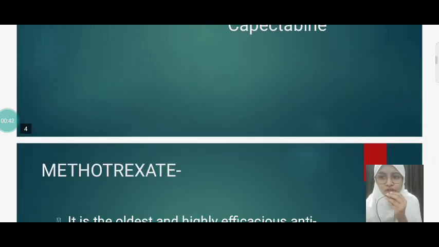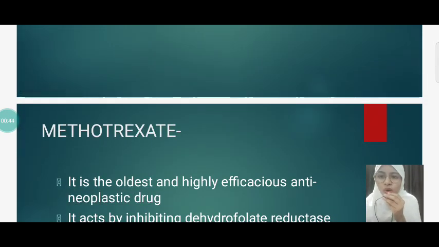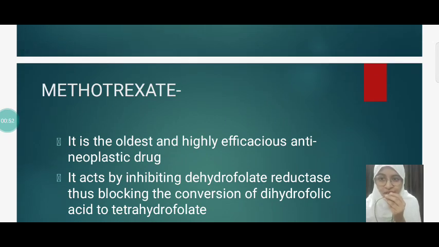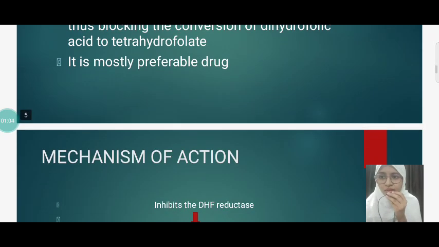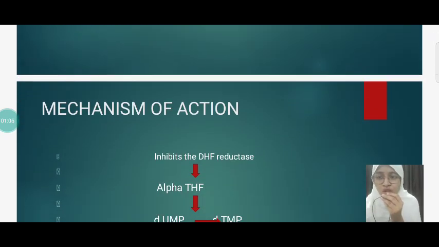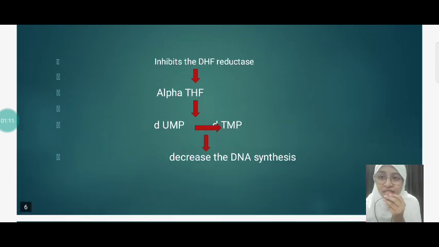Now start with methotrexate. It is the oldest and highly efficacious anti-neoplastic drug. It acts by inhibiting dihydrofolate reductase, thus blocking the conversion of dihydrofolic acid to tetrahydrofolate. It is mostly preferable drug. Now the mechanism of action. Basically, methotrexate acts by decreasing the DNA synthesis. Its main action is by decreasing the DNA synthesis.